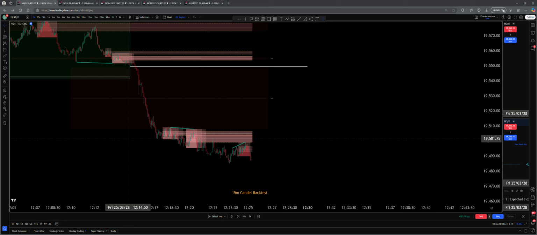So this 15-minute candle started at 12:15. Now I also get out of a trade by the end of the 15-minute candle. So at 12:30, I would get out of this. Even if I get in late in that 15-minute candle, I still like to close it before this 15-minute candle closes.